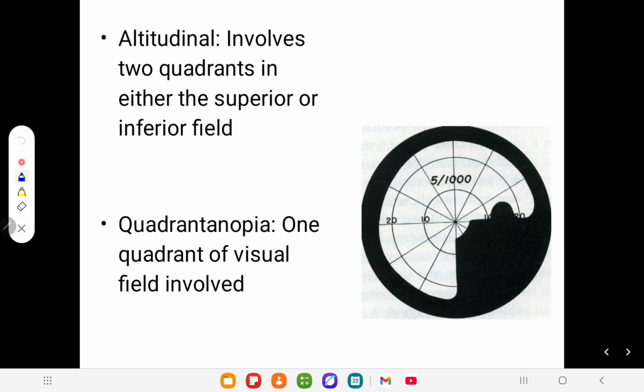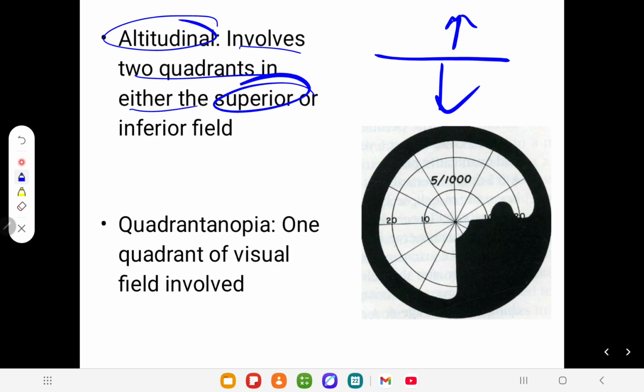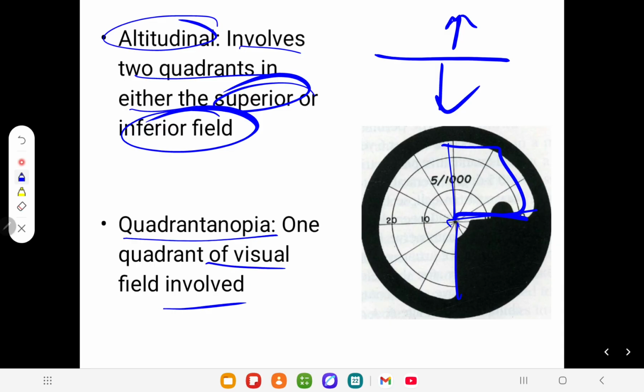Altitudinal defect: altitudinal means one half, either superior or inferior, like altitude, like height. It involves two quadrants, either the superior or the inferior quadrants. Quadrantanopia means pie in the sky or pie in the floor, one quadrant out of four. So that's quadrantanopia.